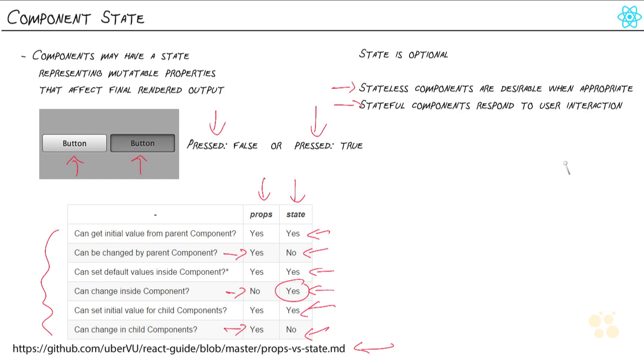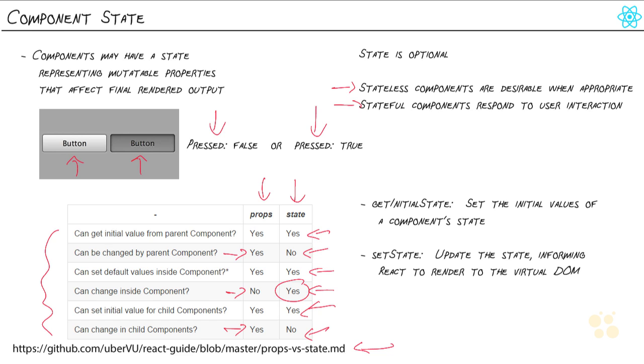Now before we jump in and see how to do this, we're going to introduce two new concepts alongside state. We're going to introduce the getInitialState function and the setState function. So getInitialState is defined by us on our class, on our component, and what we do there is we set the initial values of a component's state if we want to. So that's the function where we identify what the initial values for our state should be.